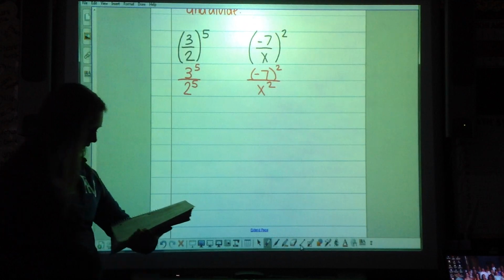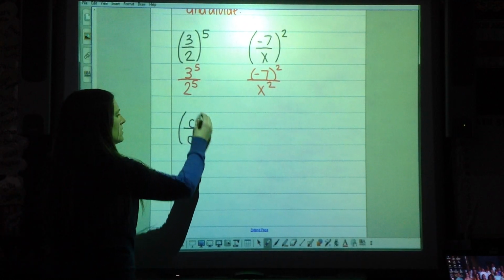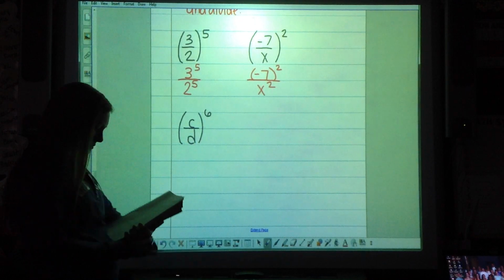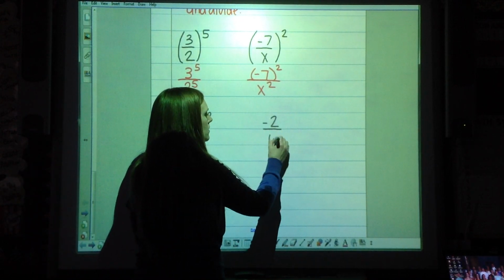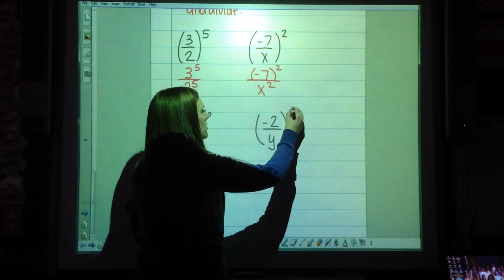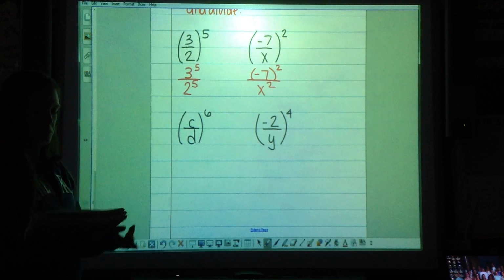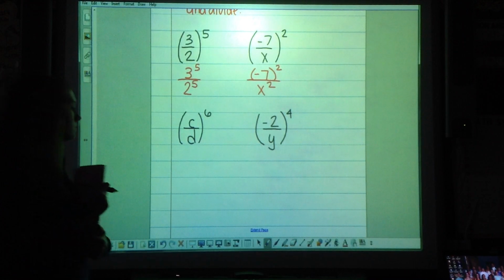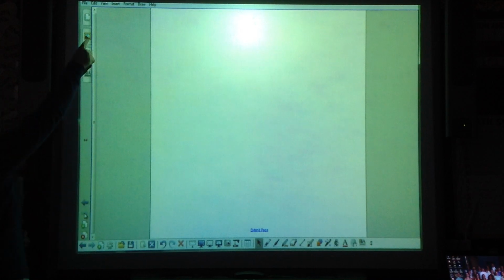I would like you to try c over d to the 6th power and negative 2 over y to the 4th power. Okay. We're going to combine all of these rules together next.